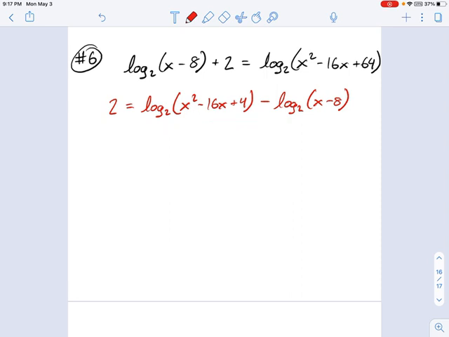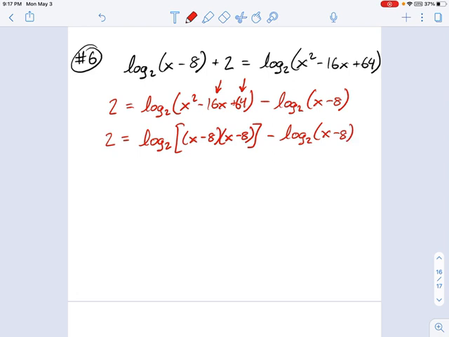You just have to think back to, maybe we haven't done this in a while, but factoring. We're not done with factoring yet. We'll never really be done with factoring. You have log base 2 of, what is this thing? Well, when I see x squared minus 16x plus 64, I think, what are the numbers that multiply to 64, but add up to 16? Okay, that's x minus 8 times x minus 8. Okay, just factored that out. And it's minus logarithm base 2 of x minus 8.